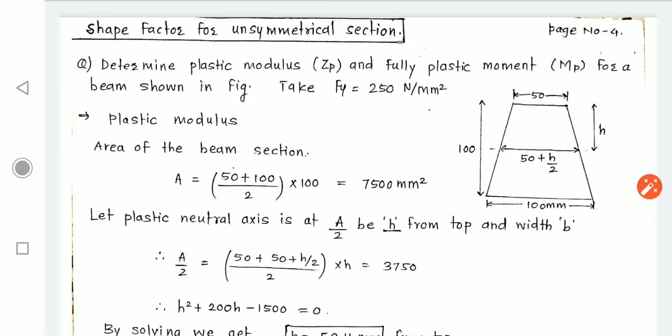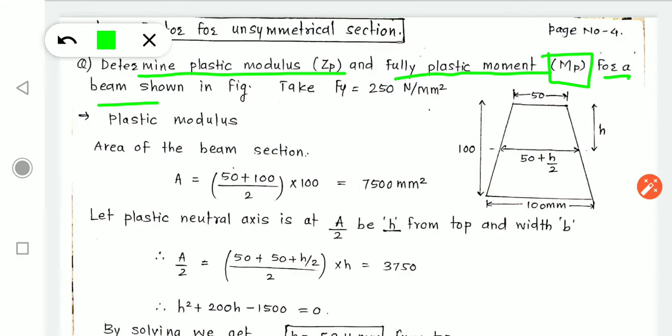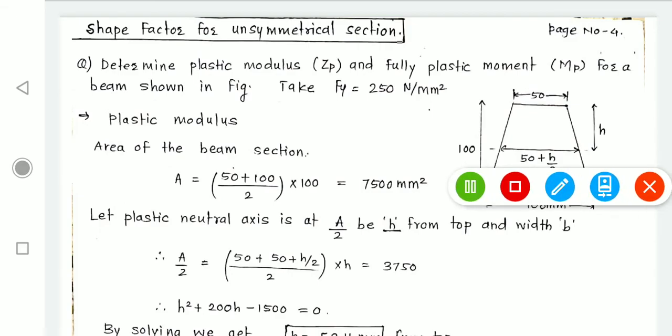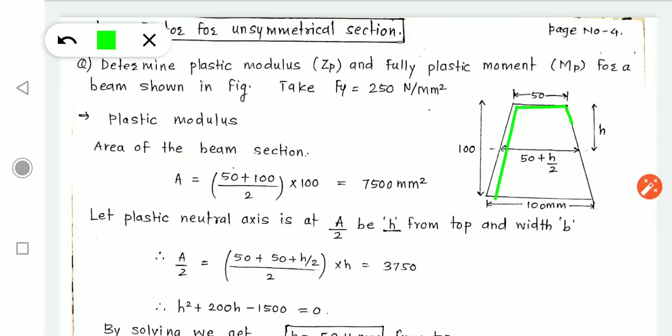Okay, now quickly finish one more problem. In this, let's read the question. Determine the plastic modulus. They want us to calculate ZP and the fully plastic moment MP for the beam shown in the figure. They haven't asked us for a shape factor. They want us to calculate ZP and MP. Okay, we will do that. Again, we can see the shape they have given us to calculate MP and ZP is what type of?